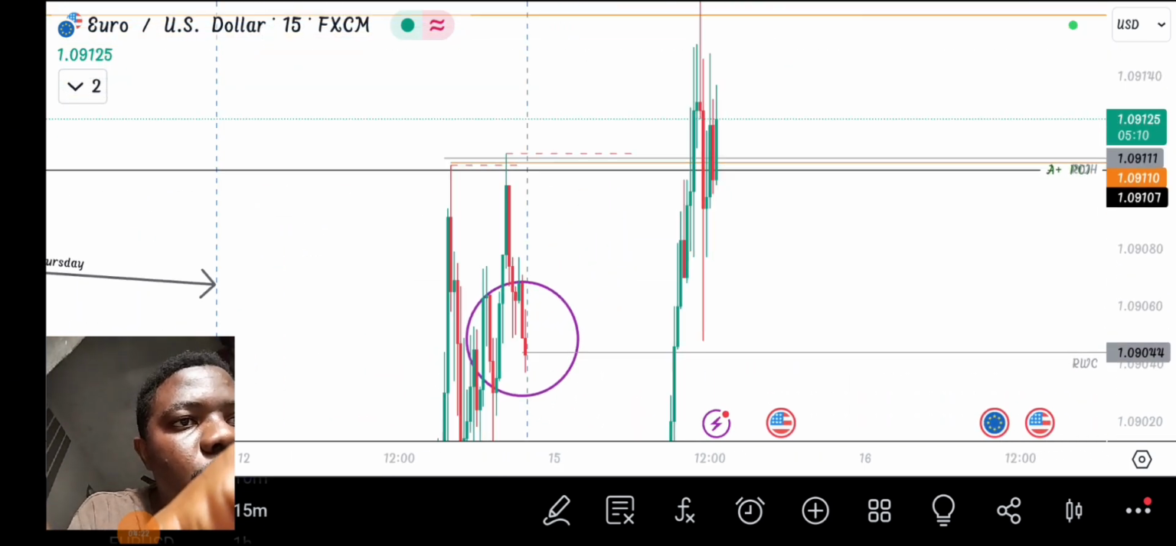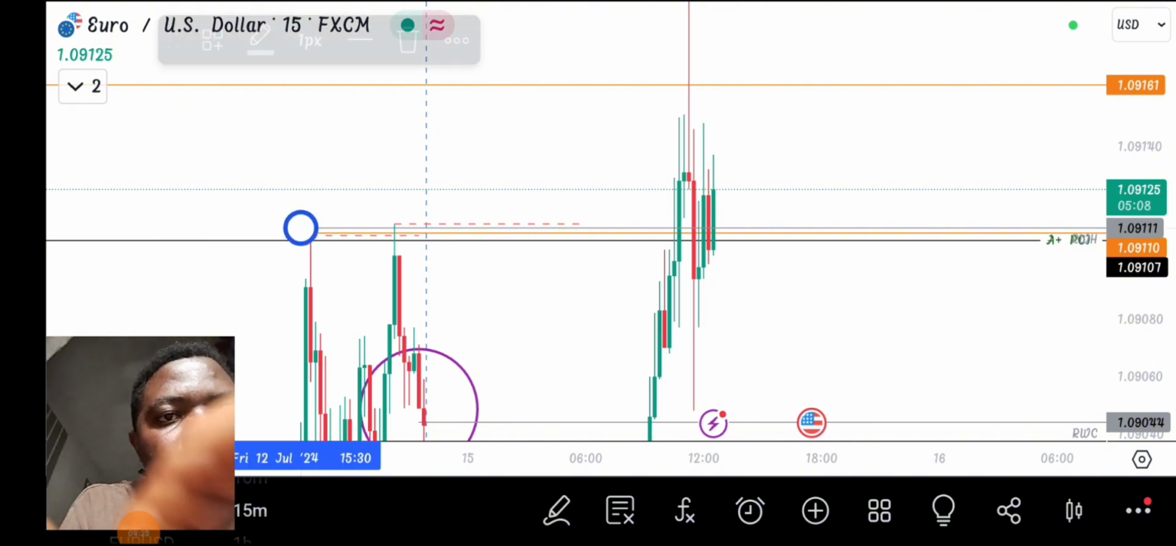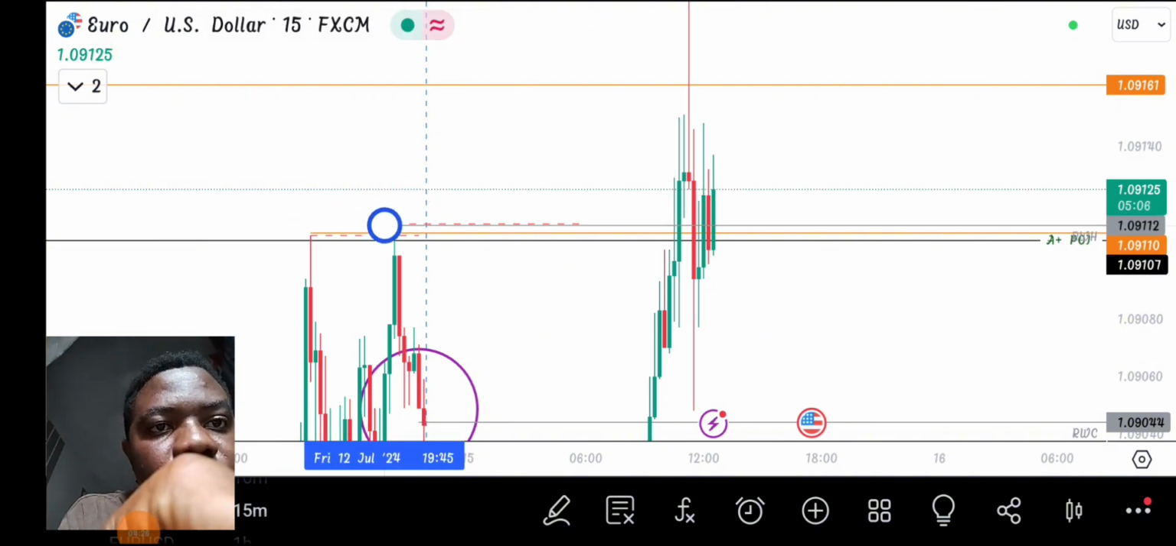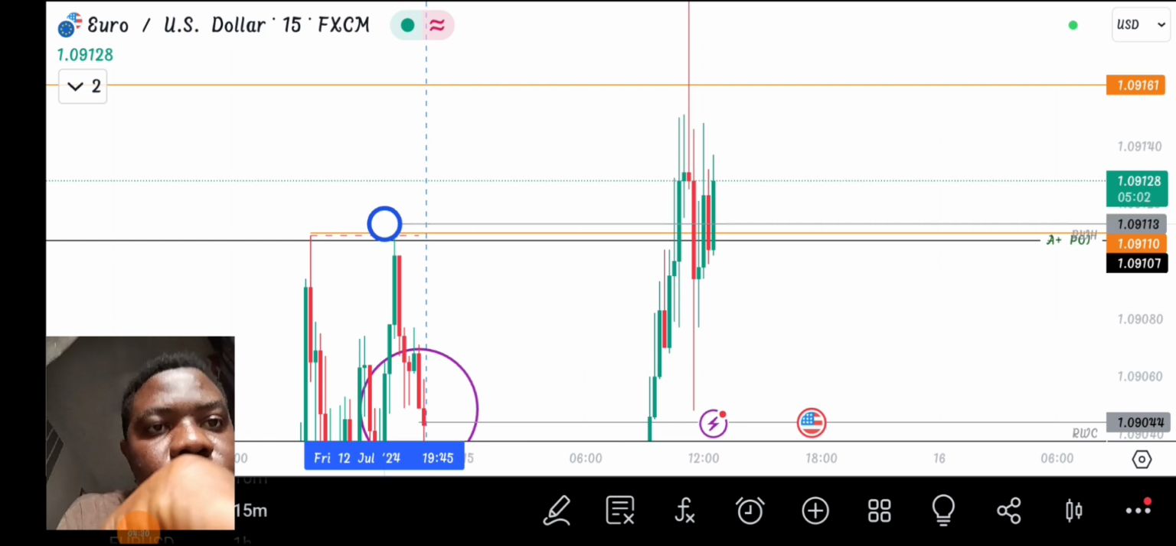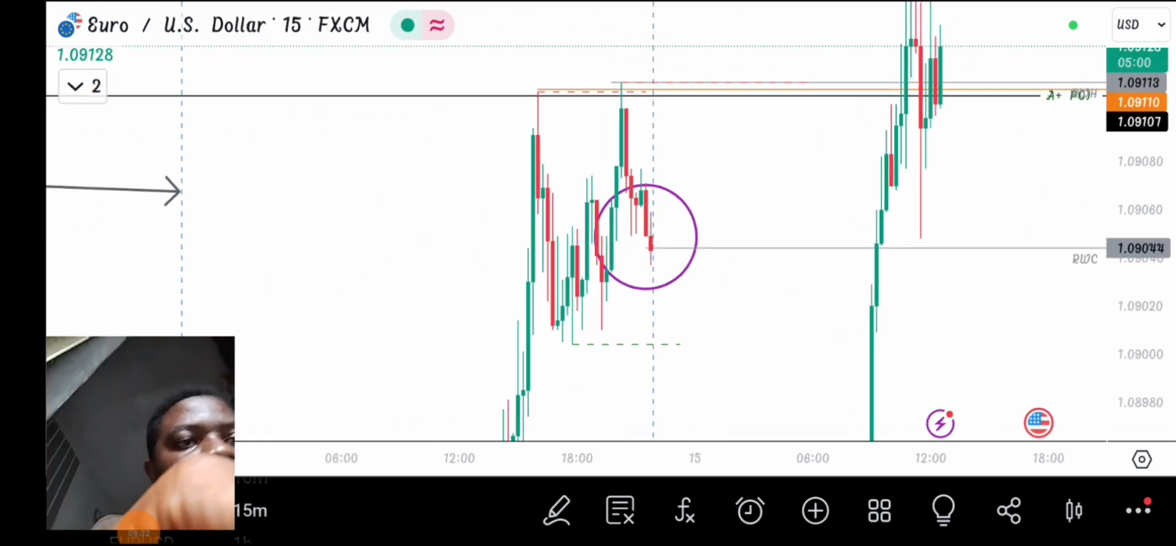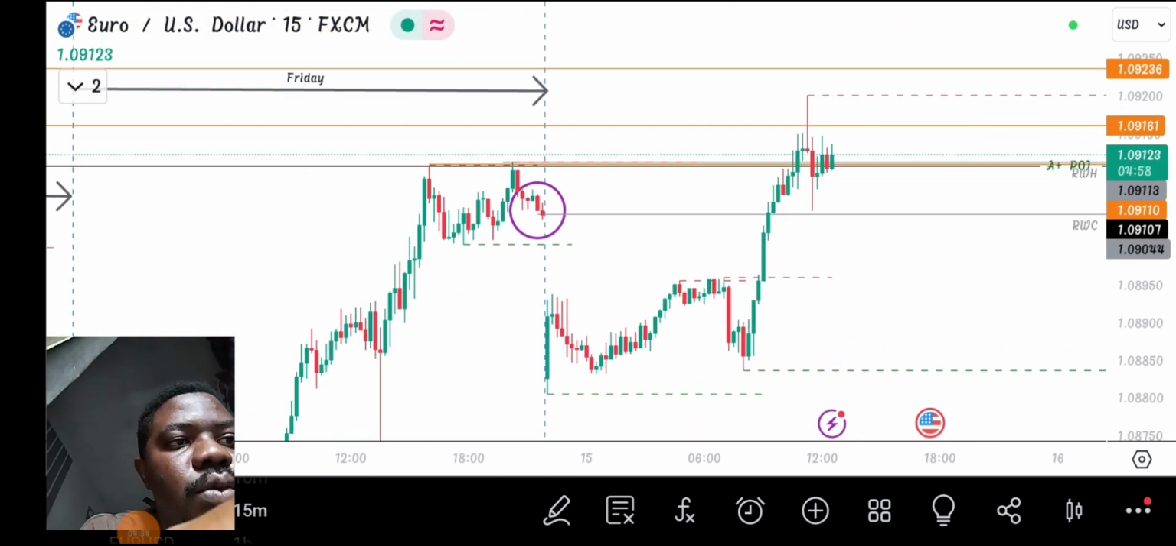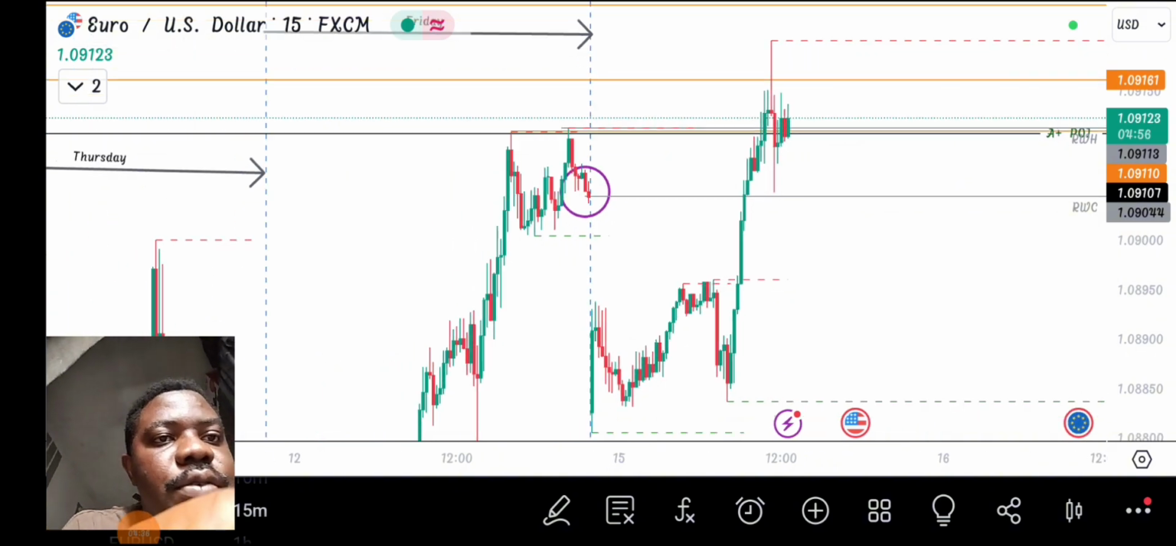Nope, we didn't quite get the high perfectly. So this is the high here. This is the highest point which price traded from, the highest point which price gave us. So that's it. Recent weekly high, recent weekly low.